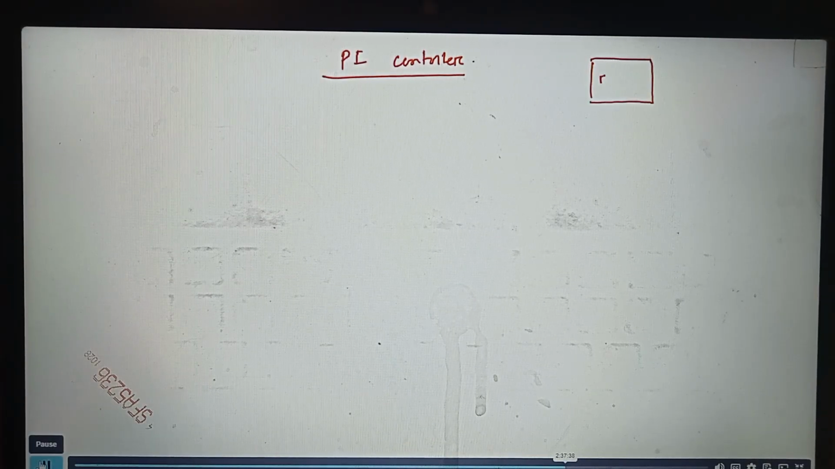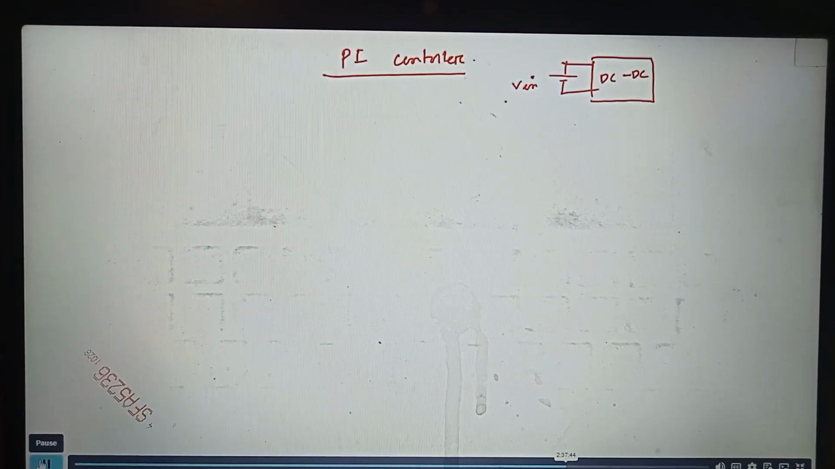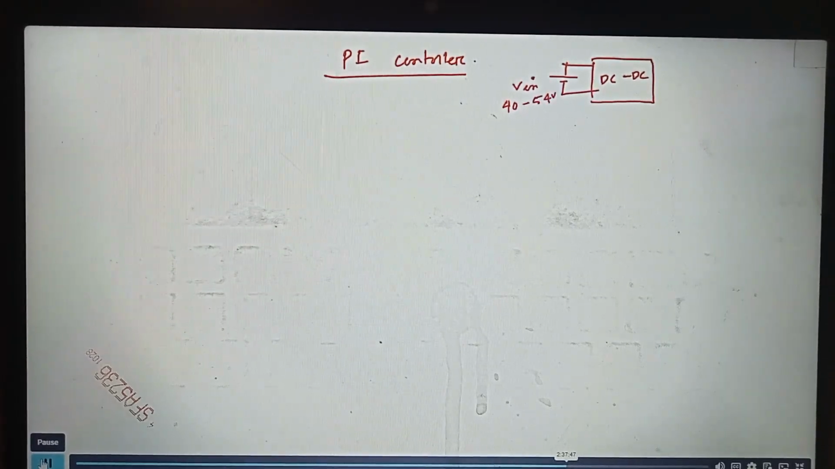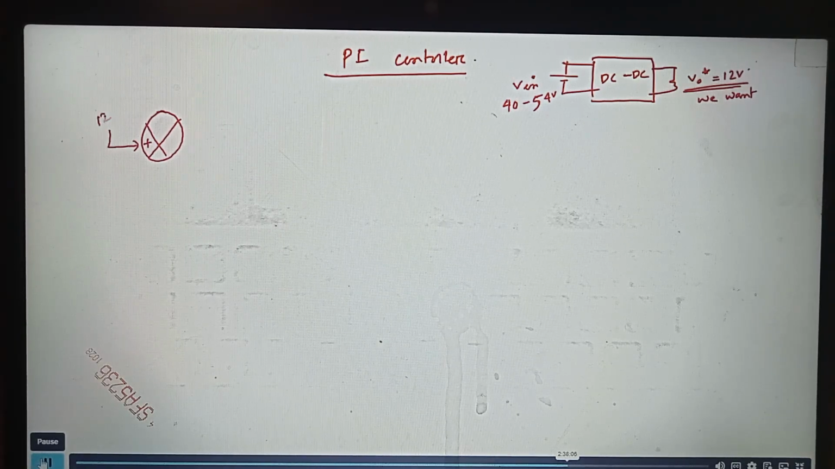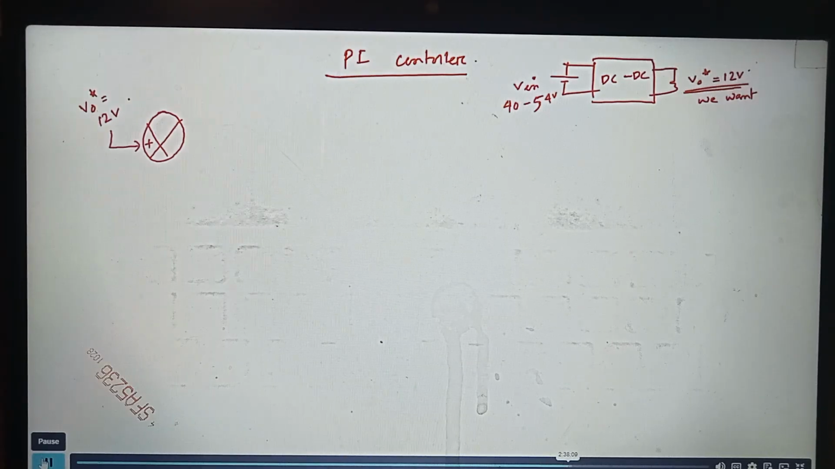The system we want to control is a DC-DC converter. My challenge is the input voltage varies from 40 to 54 volt, okay? Output voltage, we want it to be 12 volt. So in a PI controller, at the plus symbol, we're going to give 12 volt. That is V0 reference. The actual V0, we're going to measure.